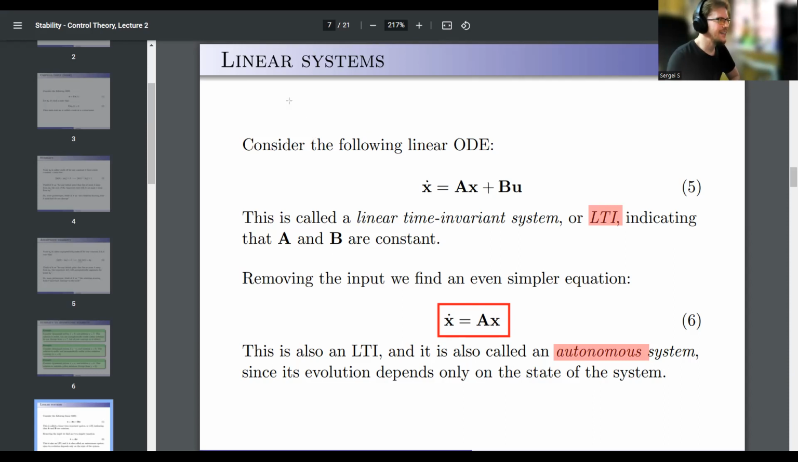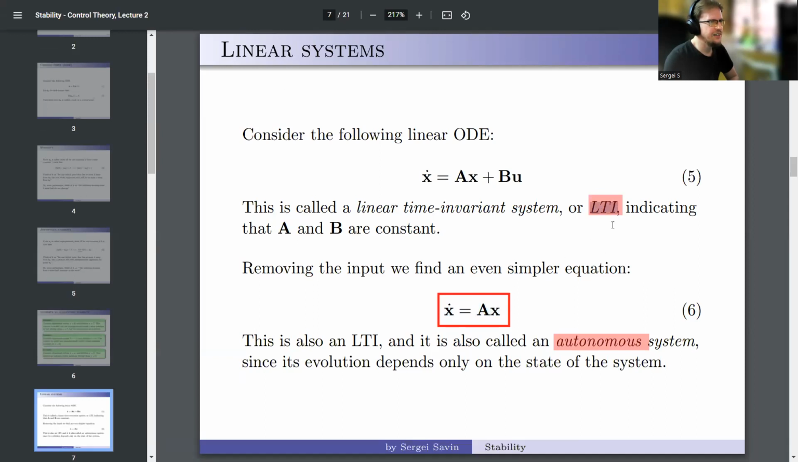And it makes sense also that if we want to discuss stability, we want to work with autonomous systems, because if the system depends on something external, how are we going to discuss stability? Good question. So when we talk about stability, we'll usually talk about LTI, linear time invariant systems, and autonomous systems. So two things that we will look for. Any questions about that? It's just definitions.